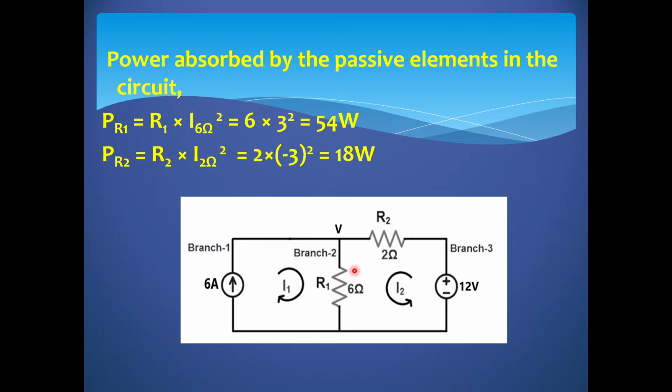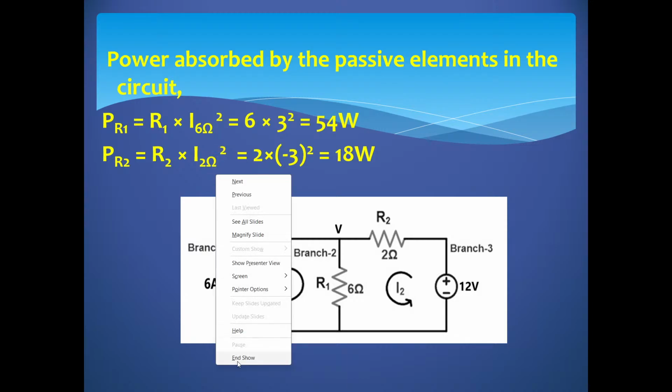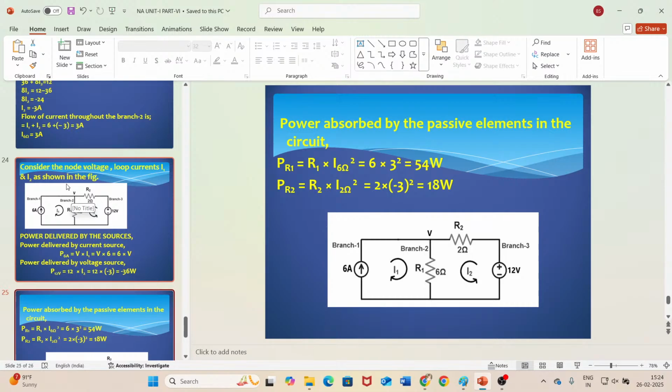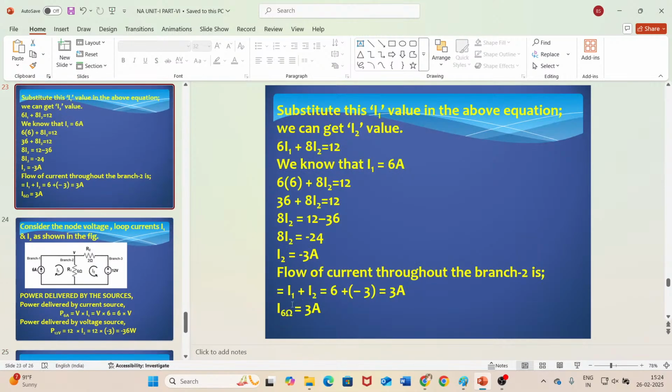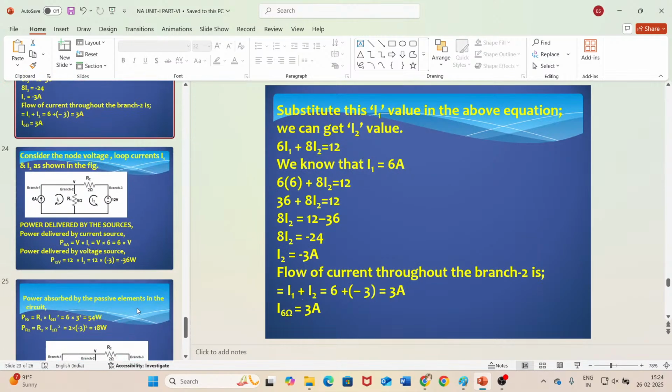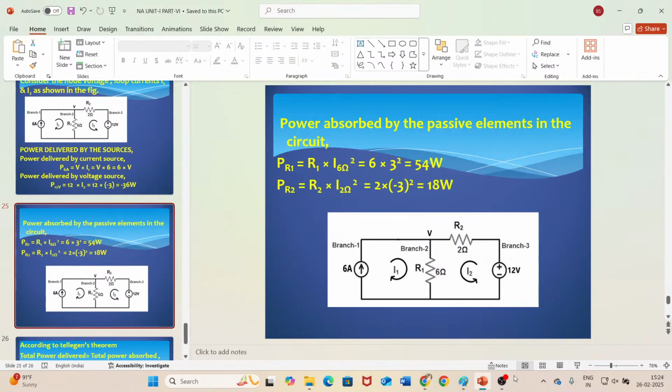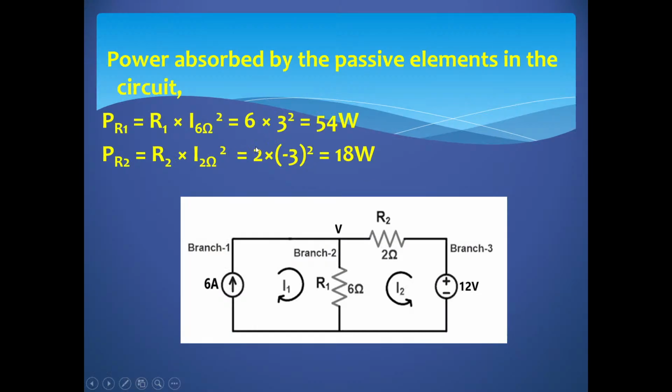What is I in branch 2? What is the current in branch 2? Just now we have calculated it. It was 3 amperes, isn't it? Let me check. Yes, current in the 6 ohm resistor is 3 amperes. This is our branch, the 6 ohm resistor. So R1 into current in 6 ohms square: 6 into 3 square, you will get 54 watts.